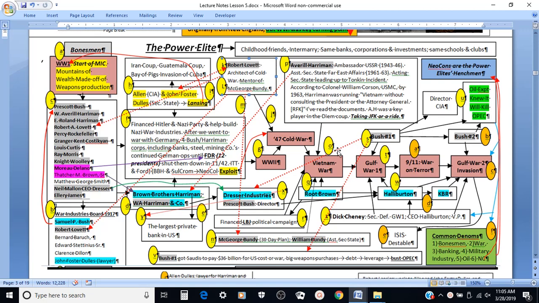Where they can have major influence on policy, like starting wars, involved in all these wars. I can't teach again how they started these wars. They also profit off these wars directly through their corporations, like Halliburton, KBR. And I showed you how Halliburton and KBR are together. KBR is a subsidiary of Halliburton. Both are owned by Dresser Industries, which is owned by W.A. Harriman Banking.